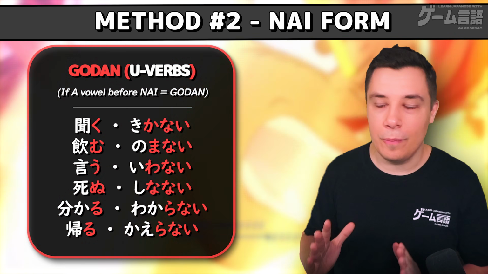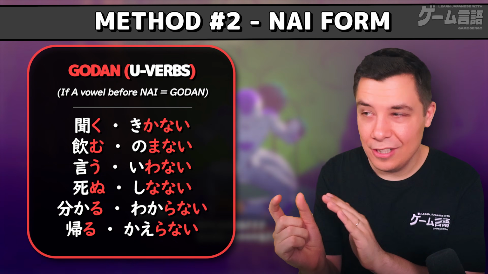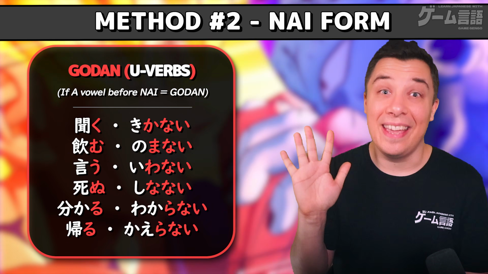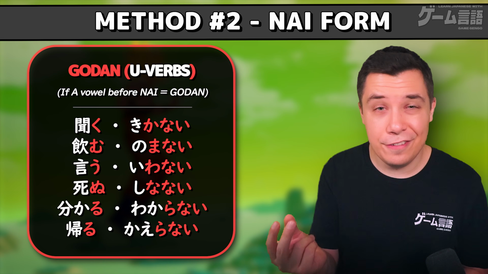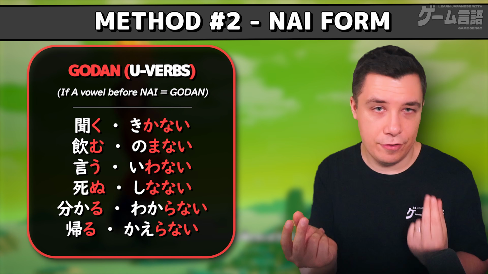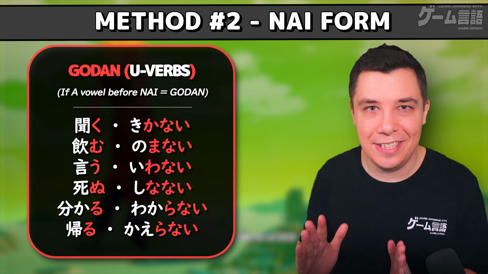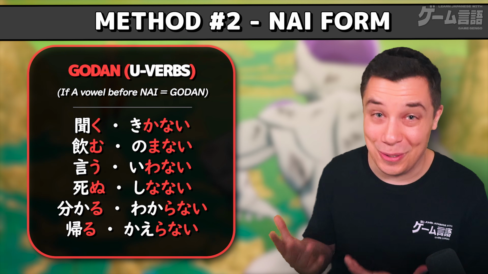You instantly know if the sound before nai is an a, ki, ka, no, ma, iwa, shina, then you instantly know it's a Godan verb. Super simple. All you need to do is learn the negative form of a verb alongside any verb that you learn, and just using this incredibly easy system, you instantly know what type of verb it is. It's such a reliable system to use.